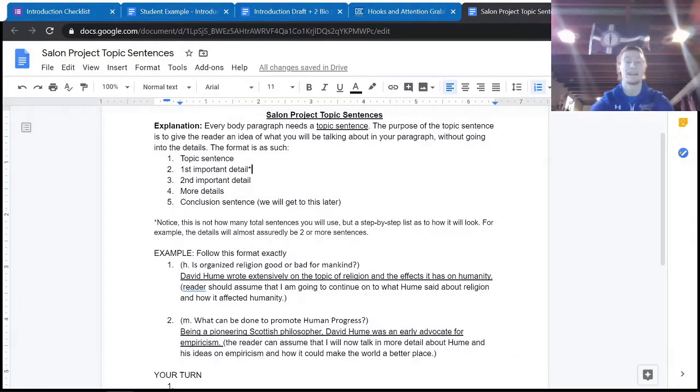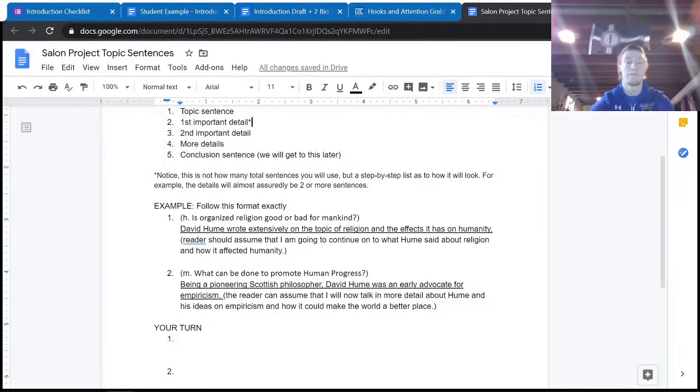My person that I've been using as my example is David Hume. So my topic sentence is, David Hume wrote extensively on the topic of religion and the effects it has on humanity. So what the reader should assume is that I'm going to continue on with that paragraph now on to what Hume said about religion and how it affected humanity.